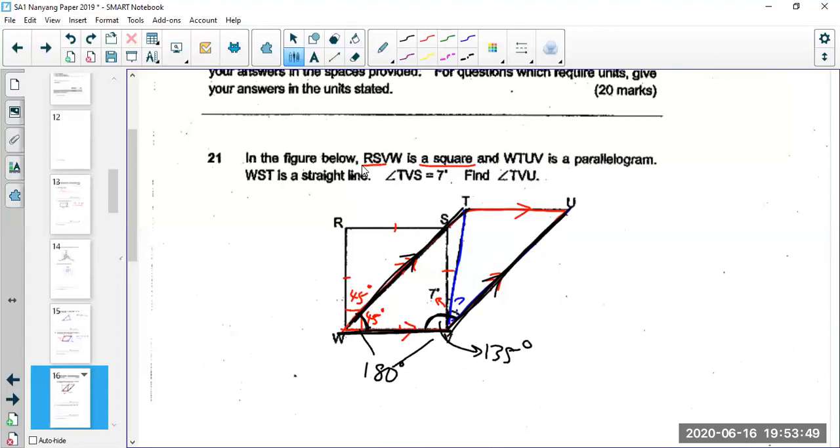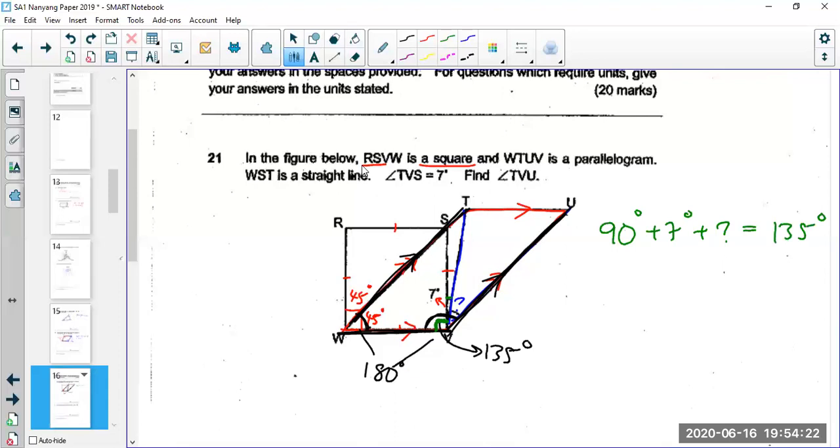And then, can you see the square has a right angle? Okay, a right angle, 90 degrees, right? So 90 degrees, which is a right angle, plus the 7 degrees, which is a tiny angle that you see over here, right? A very tiny angle. And then plus the question mark that you want to find. Add them all together, that will give you 135 degrees. See?